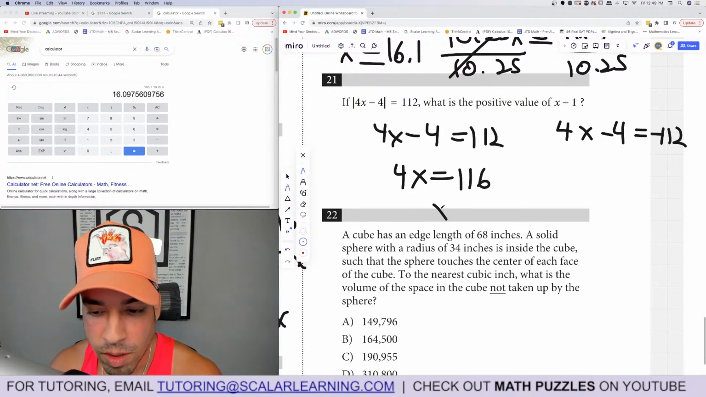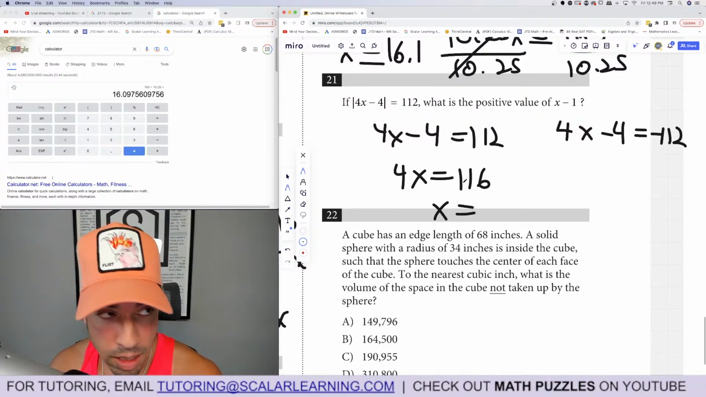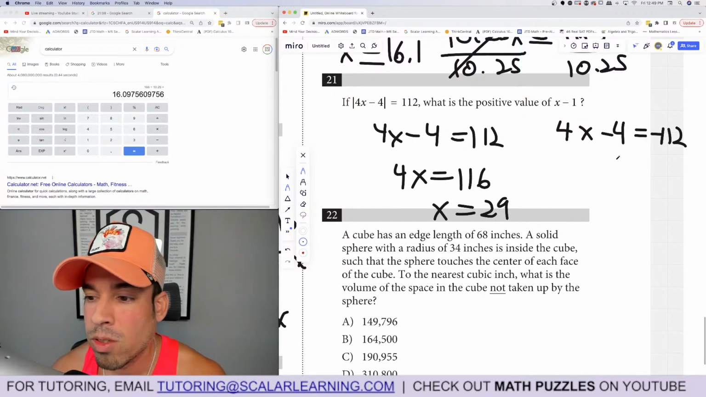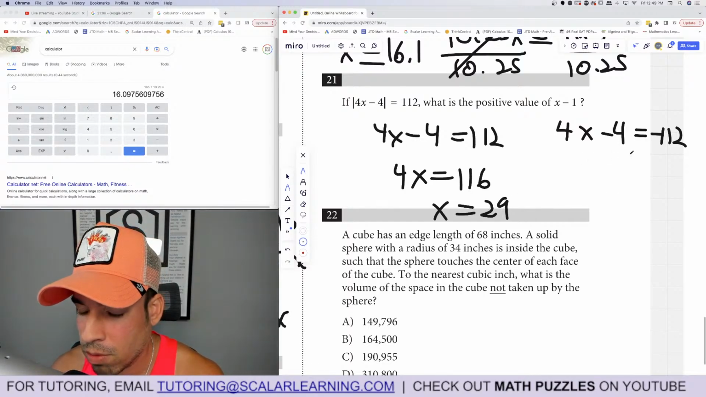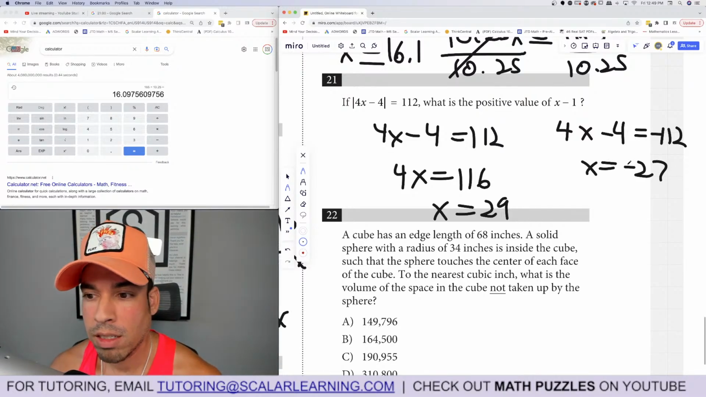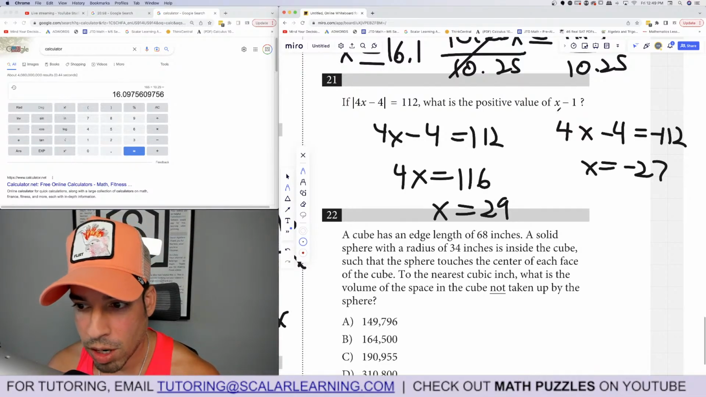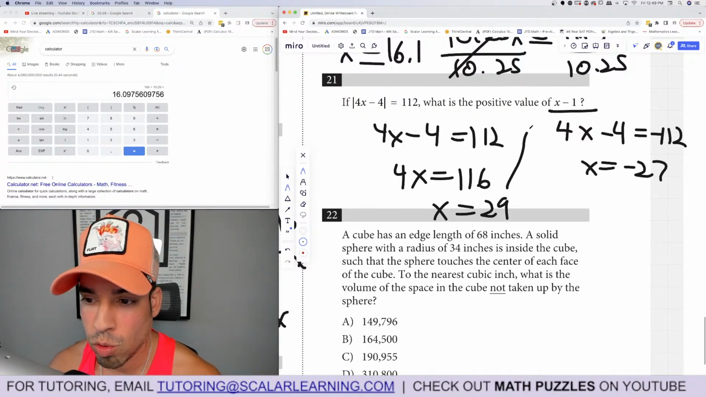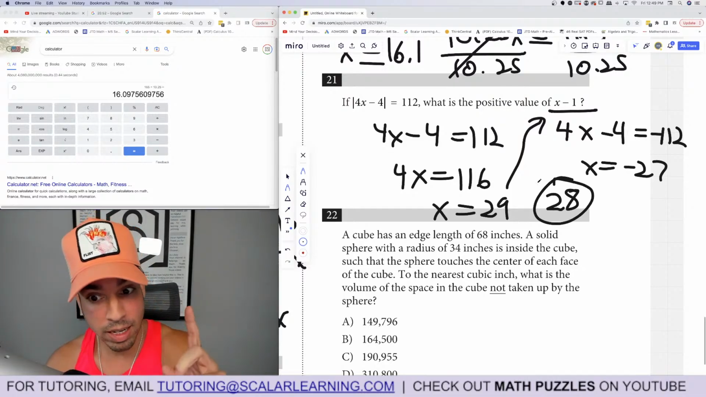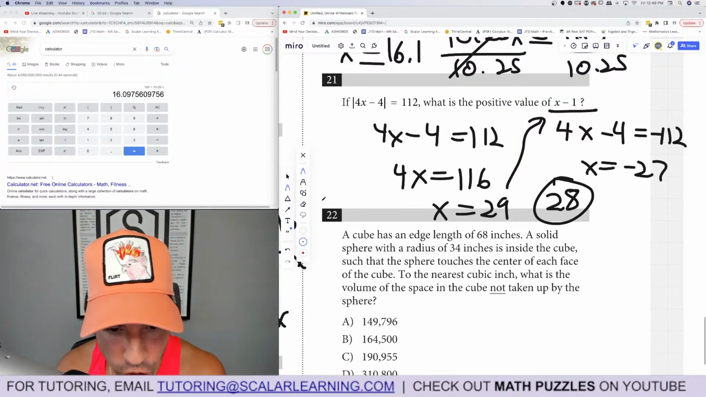I can do that in my head. That is 58, 29. 4 times 29 is 116. Yeah. So this one would be negative 108, and this one would be negative 27. So that's negative 27, and this is 29. We want the positive value, and we want x minus 1. So it's 29 minus 1, which is 28. Don't forget, if you put 29, it's wrong. Now, we're going to check it.